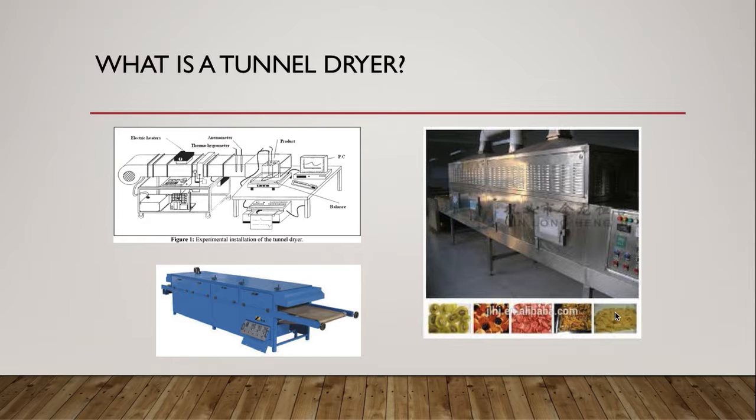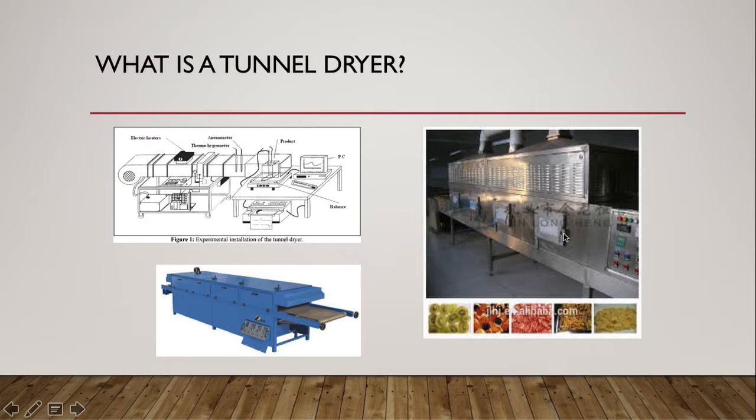And essentially a tunnel dryer is a long belt with a controlled atmospheric environment around it. So this right here, this big section is where the drying occurs, and this is all you're controlling besides the speed of the belt that goes through.